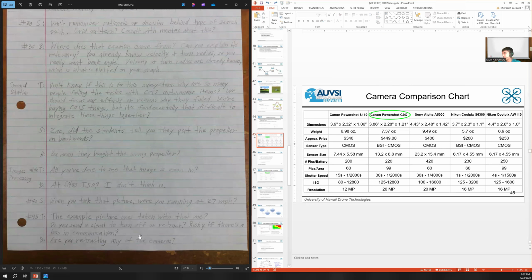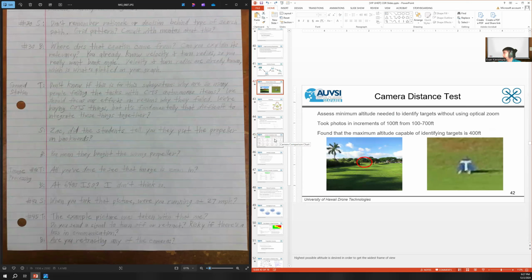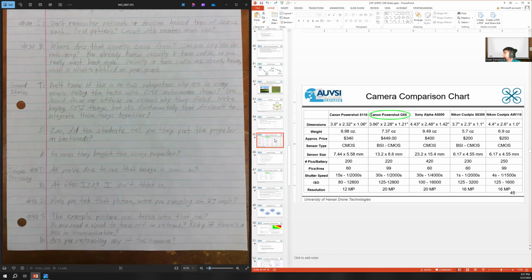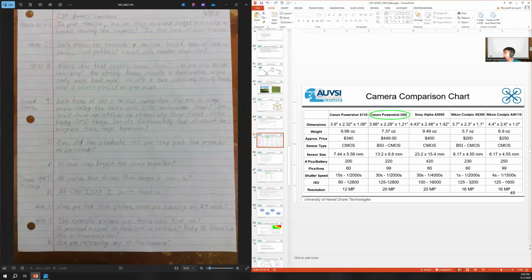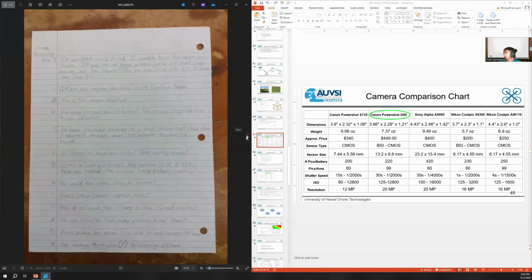And then, do we send a signal to turn off or retract? It's kind of risky if you retract or have any signals because you could maybe lose communication. Yeah, I don't think we did that. I think it was just the manual trigger. But later on, we implement in the software a way where you just take pictures every 4 seconds. And then, are we tracking any of the cameras? No, I don't think we did. Yeah. Okay, so that's the first page of notes we got.